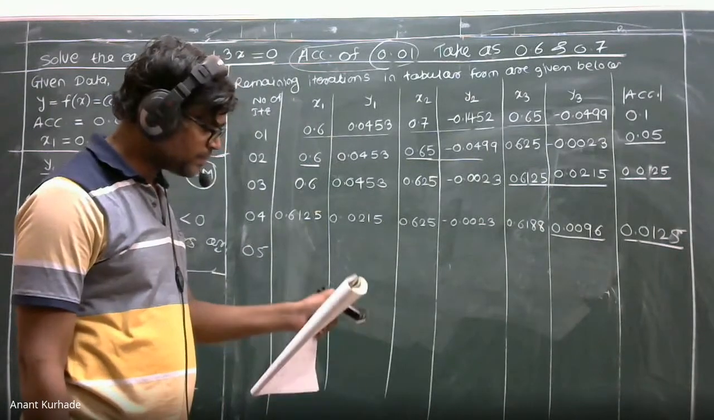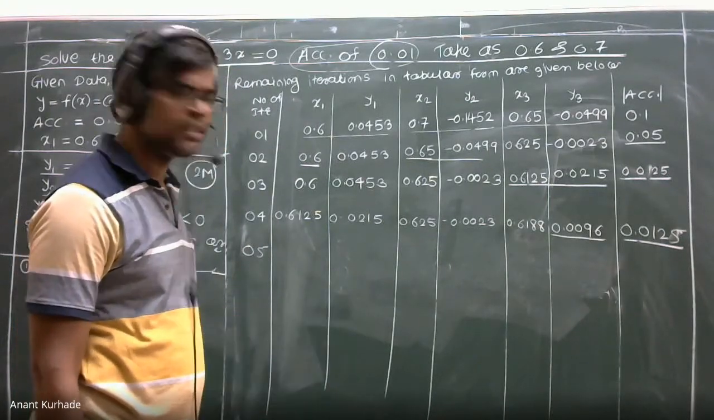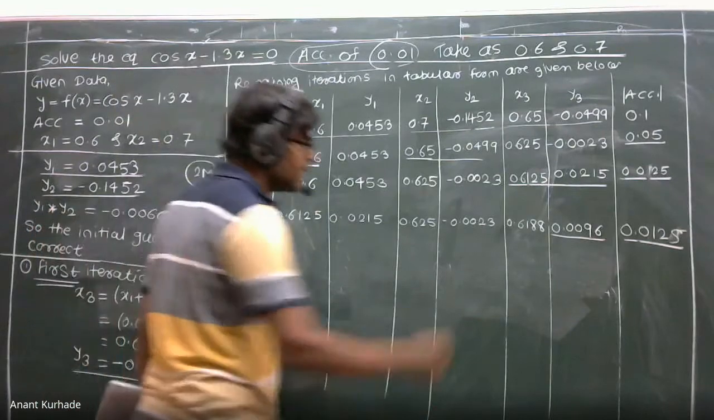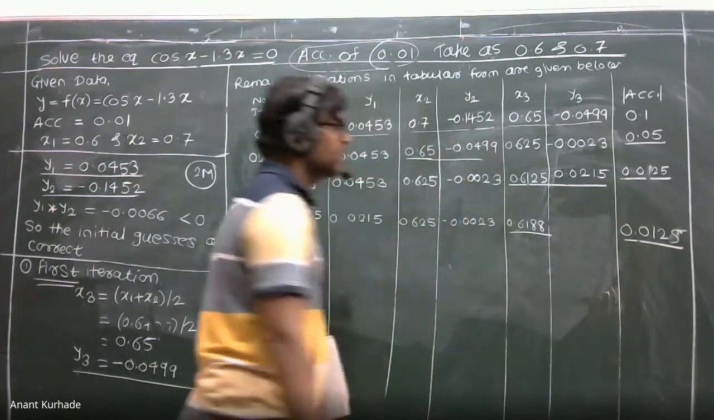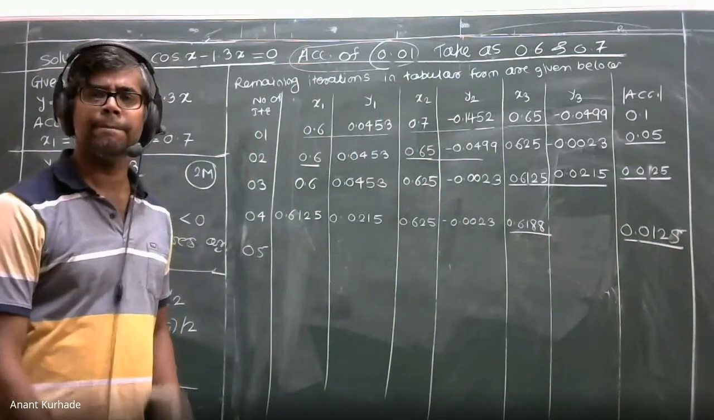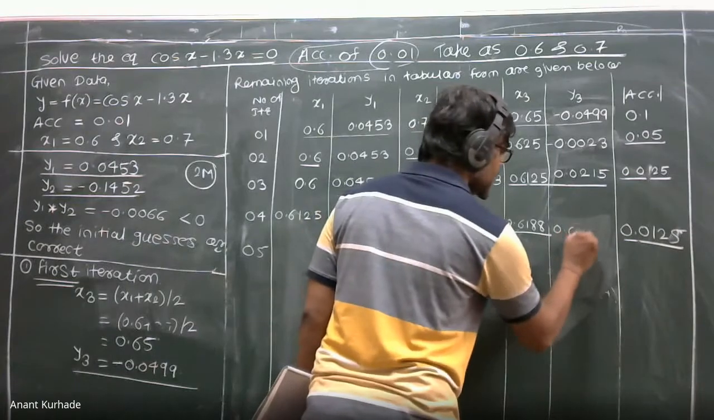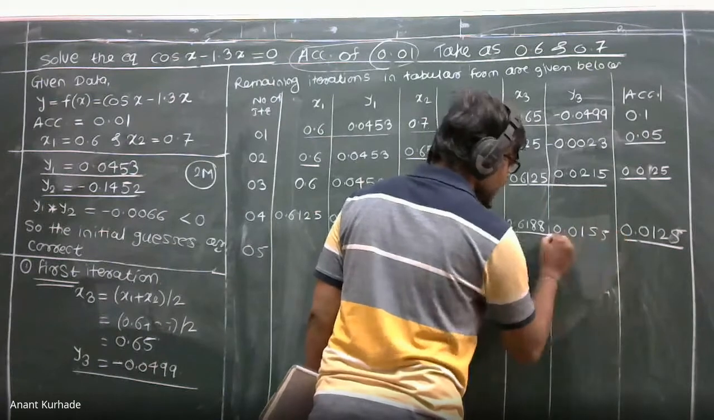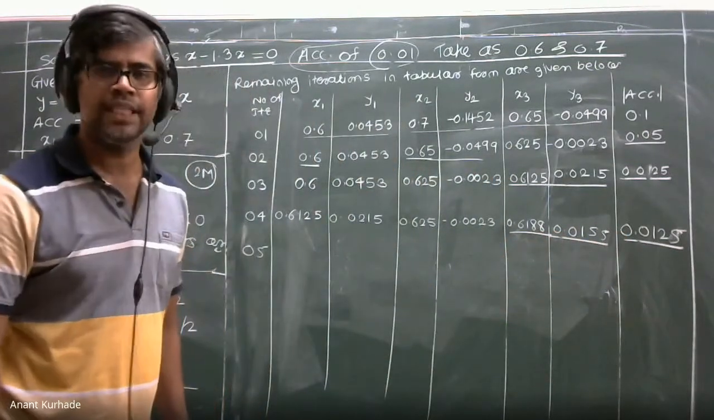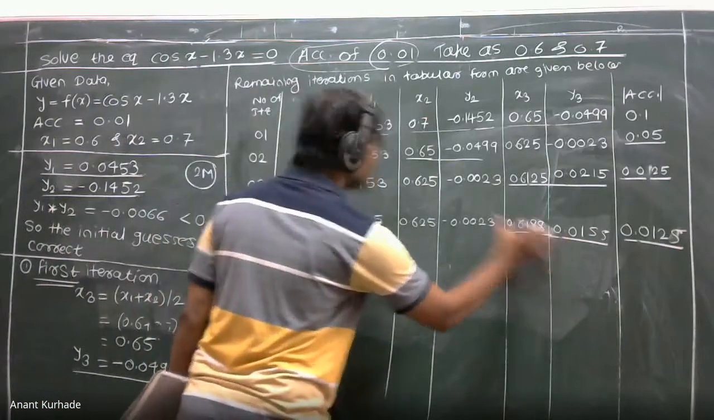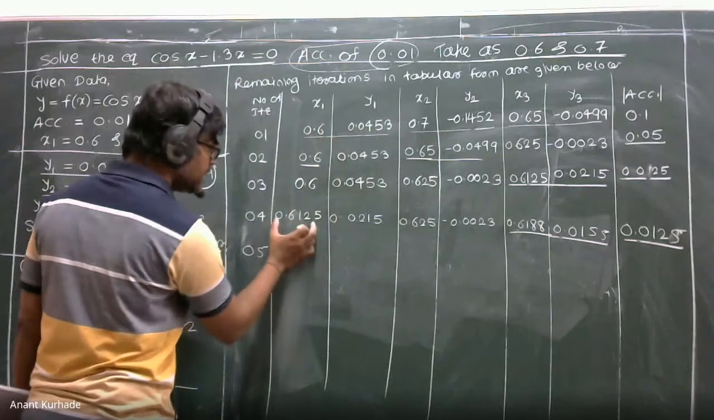0.0096. Is it correct? No. What is the value then? y3 is 0.0155. Now the sign of y3 is plus, positive. Then shift plus to plus, and shift this pair. Where is this plus? The x1 pair has a plus sign.